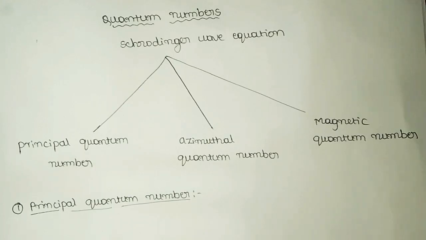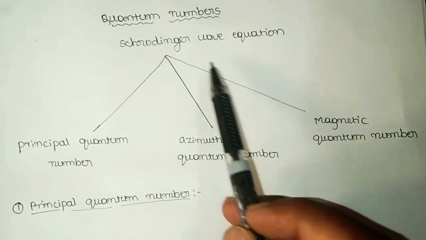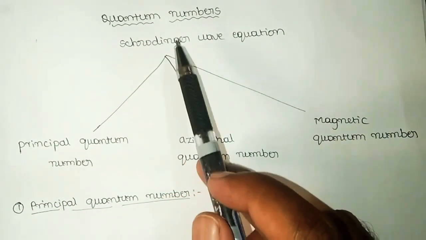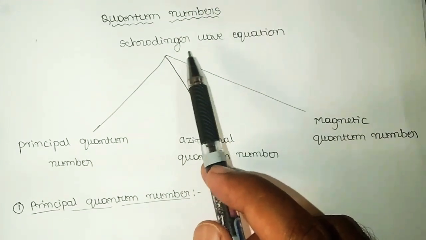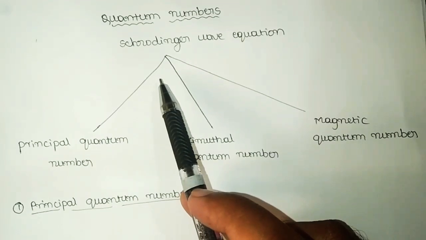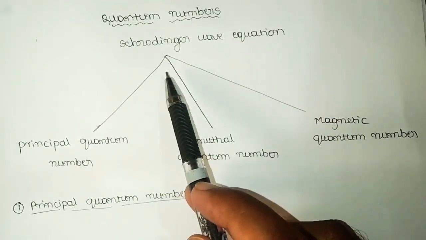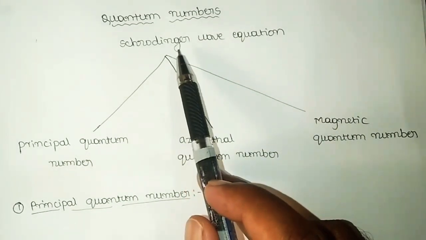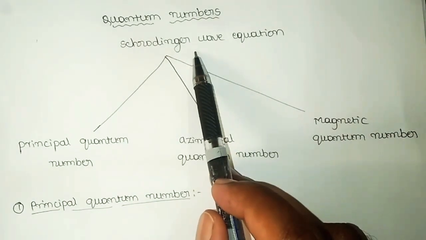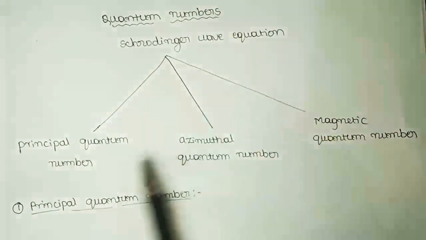Hi everyone, this is the continuation of quantum chemistry classes, and in this video we shall learn about the solutions of the Schrödinger wave equation, that is quantum numbers. In the last video we have seen that when you solve the Schrödinger wave equation for hydrogen atom, we got three solutions, and the three solutions are simply nothing but quantum numbers. That is, from solving the Schrödinger wave equation for hydrogen atom, we got three quantum numbers.